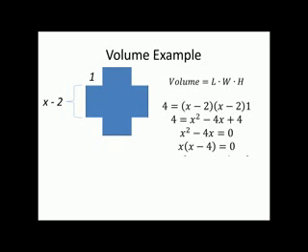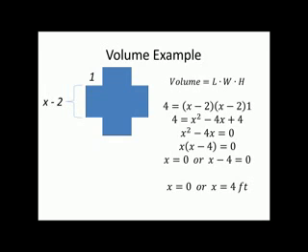Just pull out an x. So you have x times x minus 4 equals 0. We set each of those factors equal to 0 and we solve. So we've got x equals 0 or x minus 4 equals 0. This first one's already solved. All I need to do is add 4 to the other side. So my two solutions are x equals 0 or x equals 4.